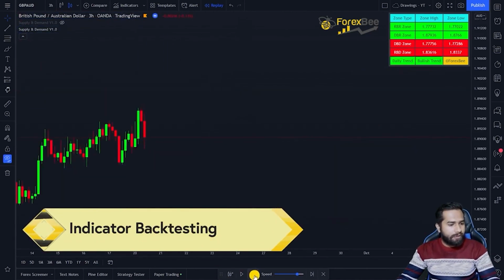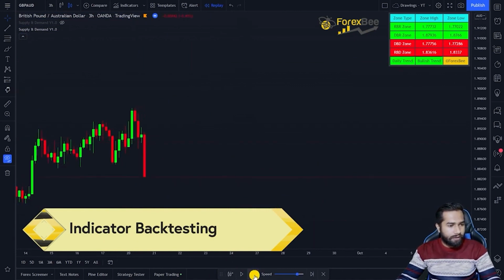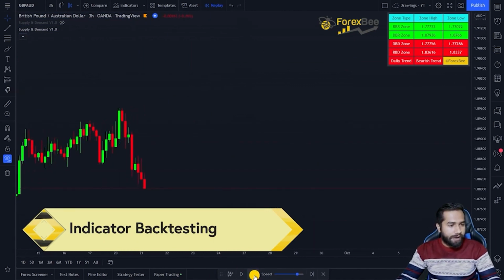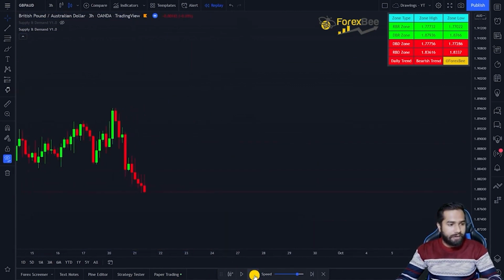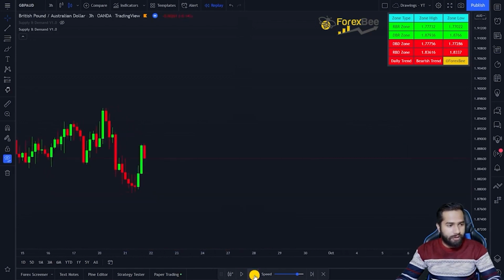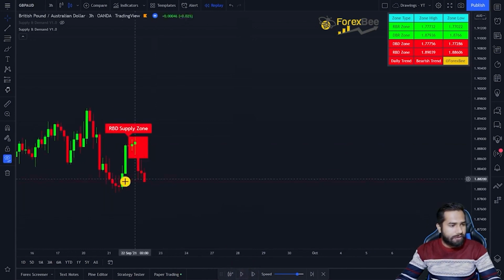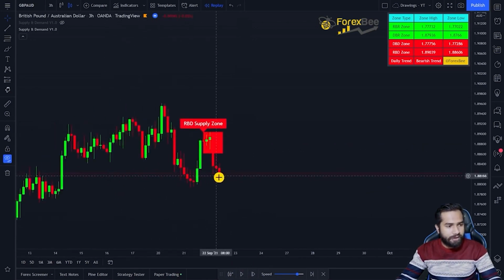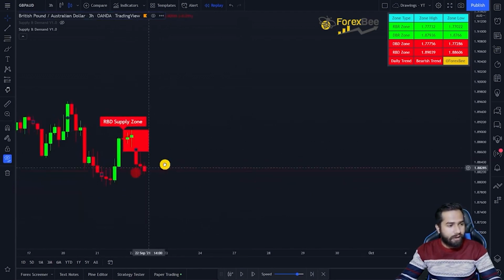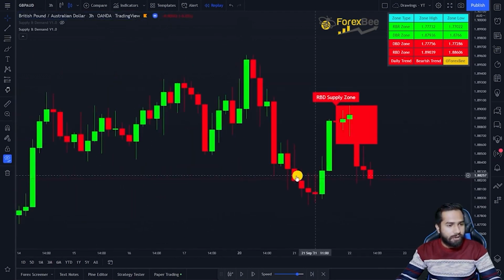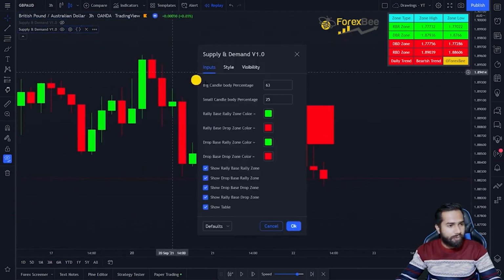So when we replay the market, the supply and demand indicator will identify the supply and demand zones for you. So let me just hit replay, and here you can see the indicator detected a rally based drop supply zone, and it drew a label as well. And here let me just zoom in. Let me just decrease the opacity here.